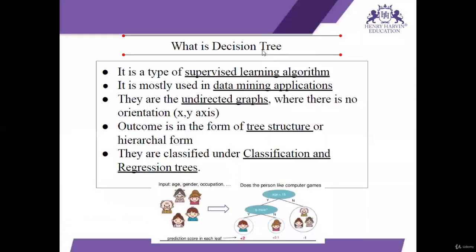Decision tree in R. It is a type of supervised learning algorithm. It is mostly used in data mining applications. They are undirected graphs. That means there is no orientation, that is, there is no x and y axis. The outcome of this kind of algorithm is a tree structure or hierarchical form structure. They are classified under classification or regression trees.